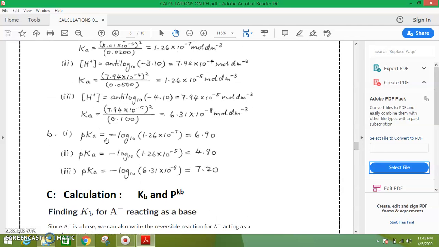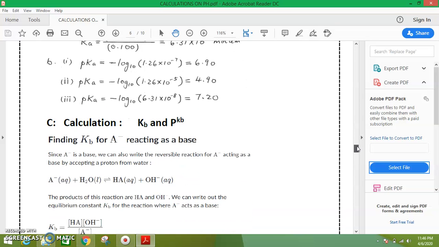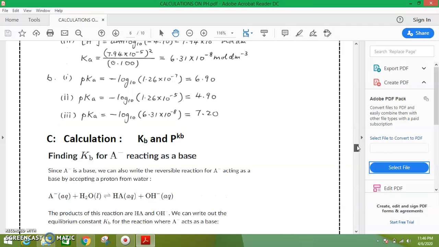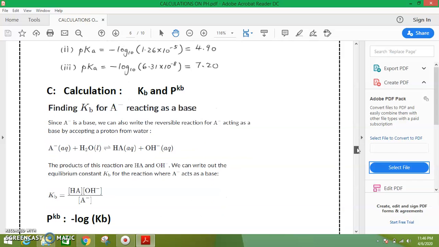Look at here, pKa is equal to negative log of Ka. The Ka value we get in step number 1, this one, step 2, this one, and step 3, this one. So it is easy for us to calculate pKa from Ka. Now part C, calculation of Kb and pKb. This is similar to Ka and pKa.